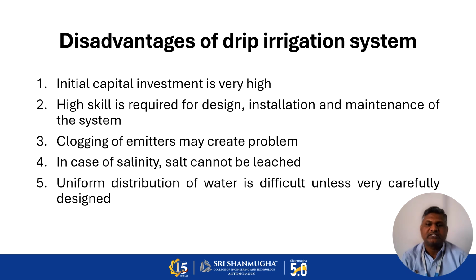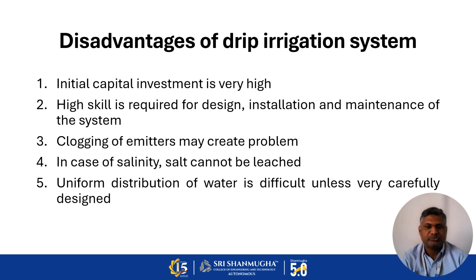For maintenance, even when we are using saline water, clogging of emitters will occur, so during that time we have to treat the water by chlorination, by adding hydrochloric acid. Then the salt accumulation in the pipes and the laterals will be removed, so that the maintenance is taken care of. Clogging of emitters may create a problem. In case of salinity, salt cannot be leached. That is what I mentioned.